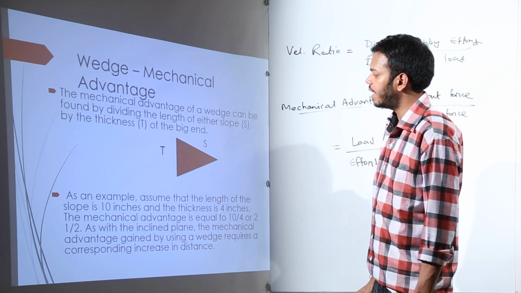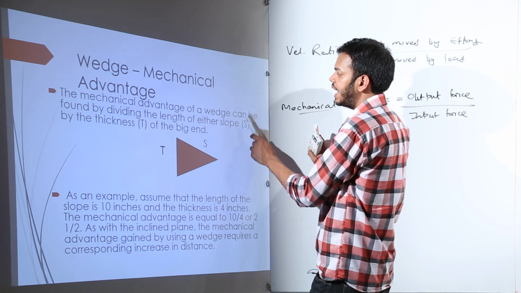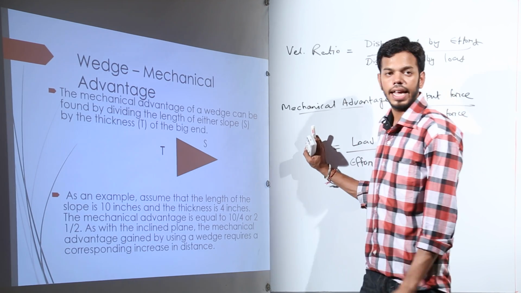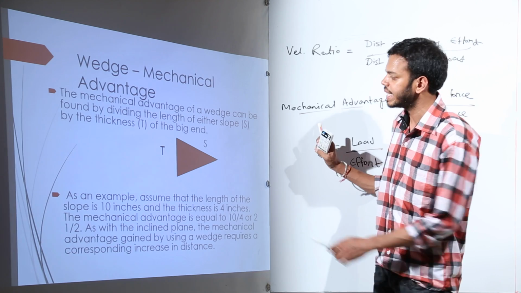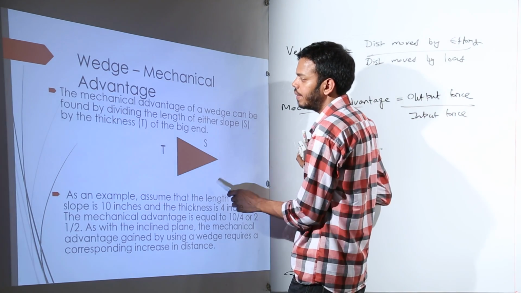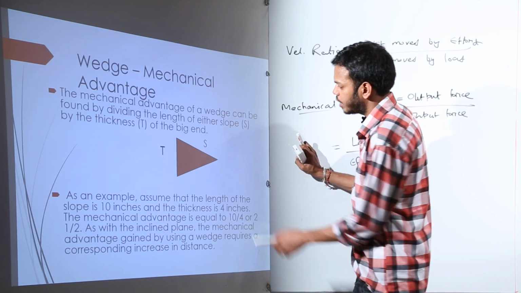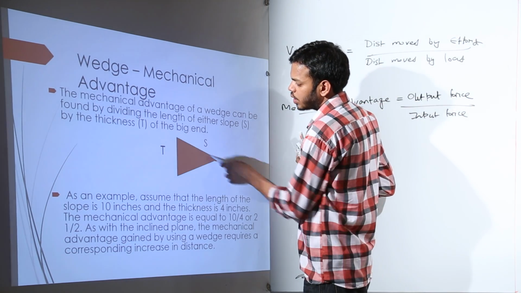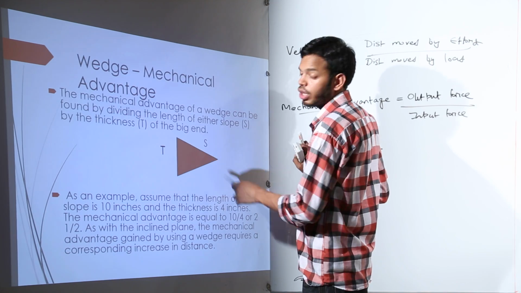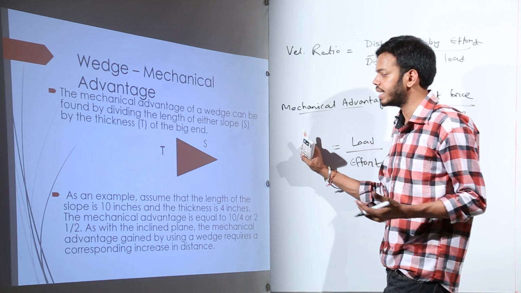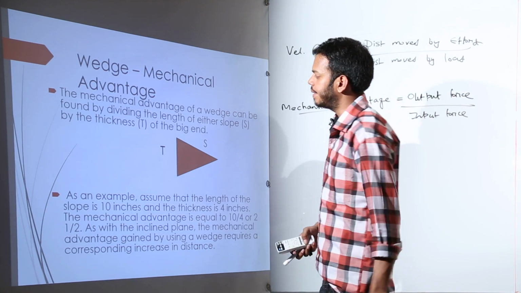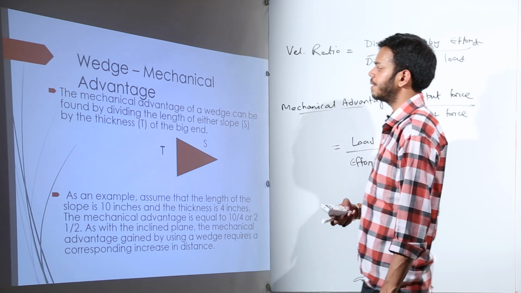So what is mechanical advantage of wedge? Of a wedge can be found by dividing length of either slopes. Basically there are 2 slopes in a wedge. Okay, so length of either slopes divided by thickness of the big end. So suppose these 2 are the slopes, so length of both the slopes, that is 2 times s divided by t, that is thickness of the higher end.